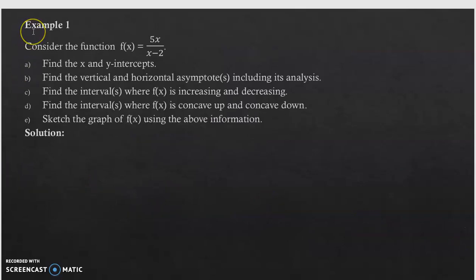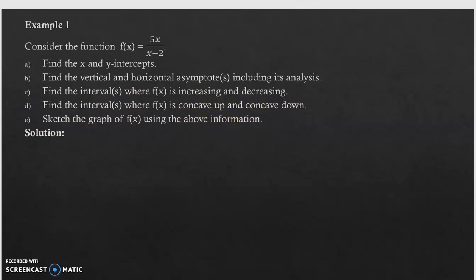Let's look at example 1. Consider the function f(x), where f(x) is the fraction 5x over x minus 2. First, find the x and y intercept. Second, find the vertical and horizontal asymptote, including its analysis. Third, find the interval where f(x) is increasing or decreasing. Find the interval where f(x) is concave up and concave down. And finally, we will sketch the graph.